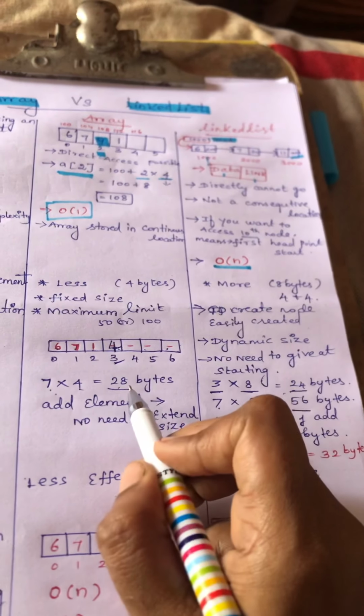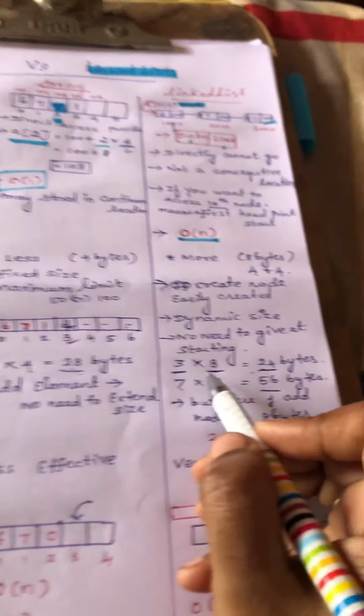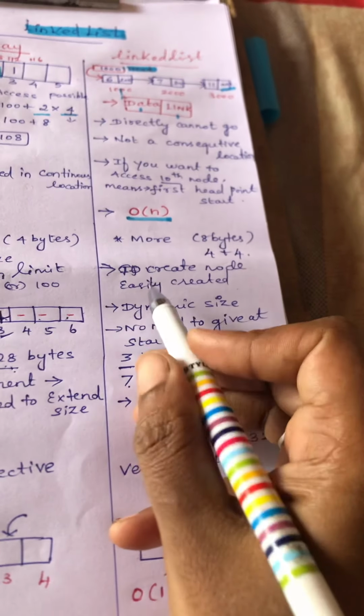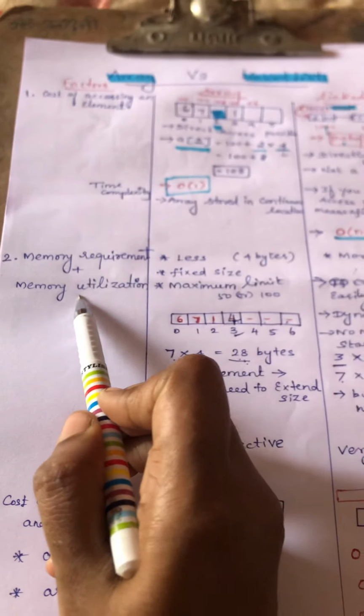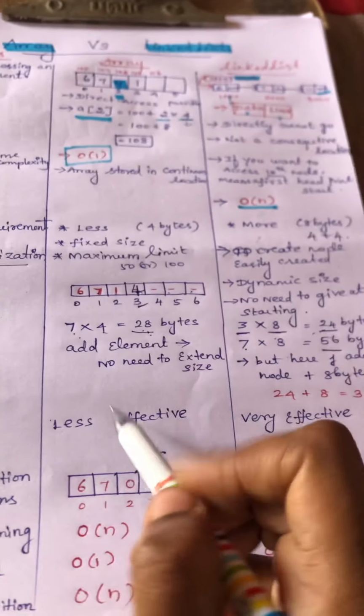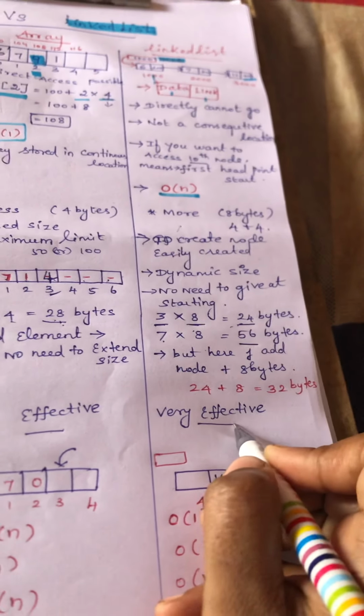So the memory requirement here is less in the array. In the linked list the memory requirement is more. Okay, then memory utilization. Memory utilization in the array is less effective, in the linked list very effective.